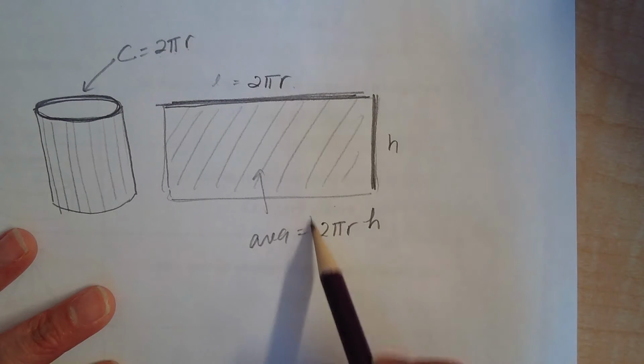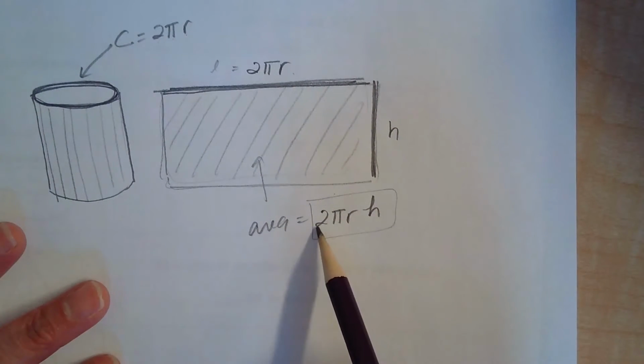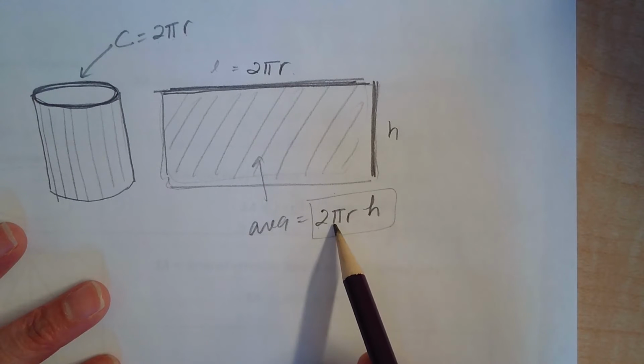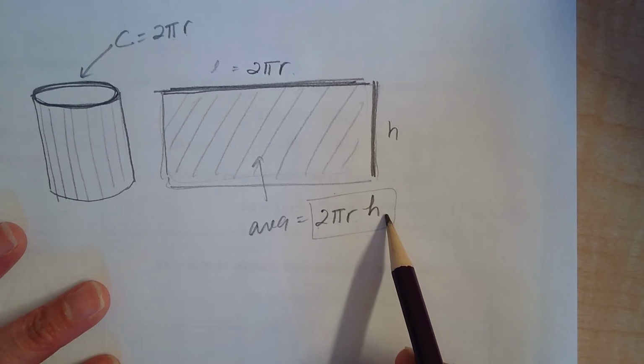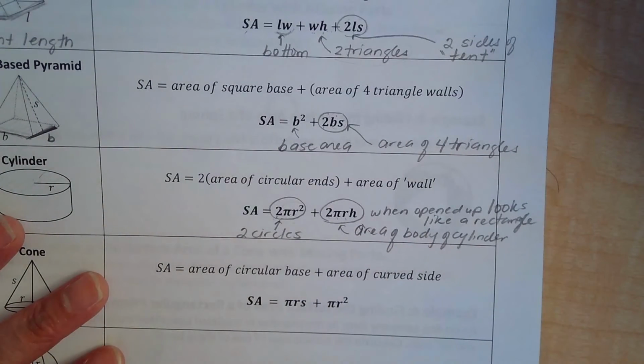So that's why this part here is calculated as 2 times pi times r times h. Is that okay?